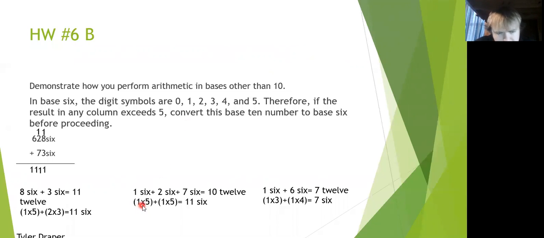Anyways, that should be 1 times 5 and 2 times 3. Okay, and then we get our 11. This one is supposed to be on top of the 6. My formatting's messed up on my PowerPoint. Then we get 1, 6 plus 6, 6. There's the 6. That's going to equal 7, 12.